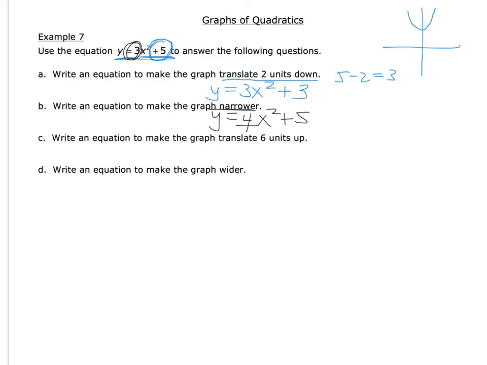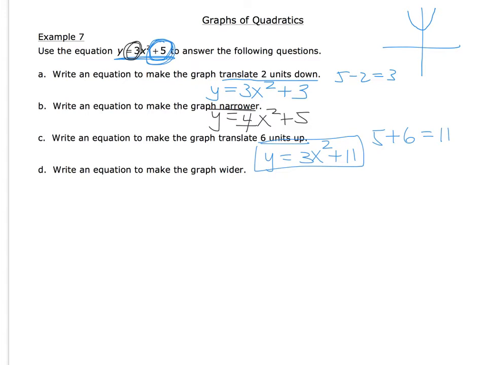Okay. All right, the next thing that we're going to look at is question C, which asks us to translate 6 units up. All right, so again, we're talking about this number on the end. If it's talking about up or down, we're messing with C, the C value. So my new equation is going to be y equals 3x squared, right? We're going back to the original 3x squared, and this time it was at 5. Well, if I want to move it 6 units up, my new equation should be at 11.